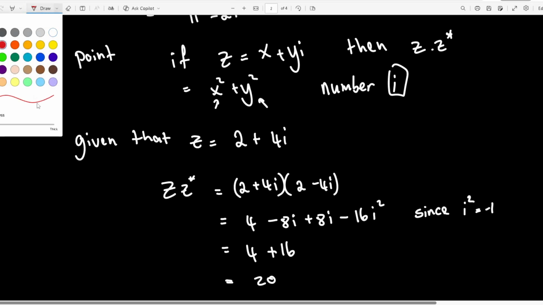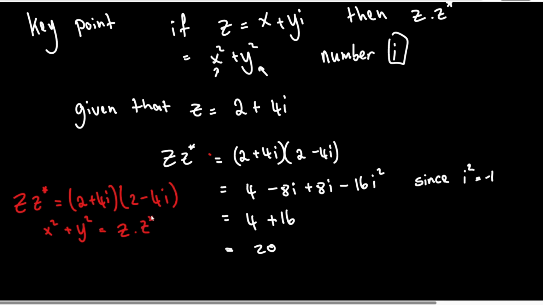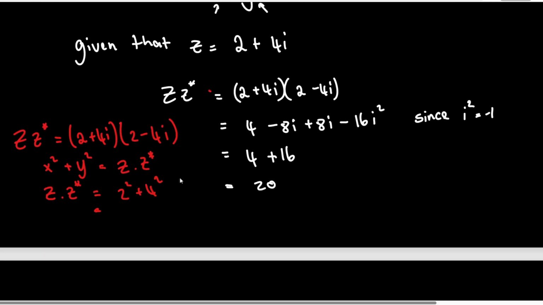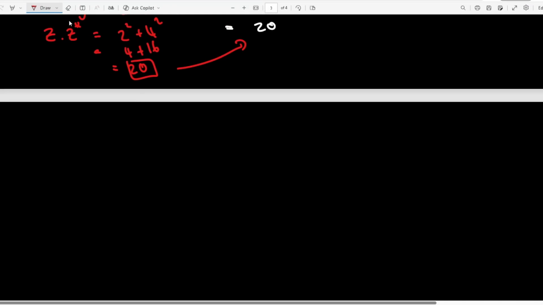But let's look at this quickly from a different perspective. Let's say I just took the following without even solving it. I know my final answer is supposed to be 20. So what if I just used my formula? What if I said that x squared plus y squared will be equal to z times z star? I could essentially say that z times z star is going to be 2 squared plus 4 squared. That gives me 4 plus 16, which is also equal to 20. So we can clearly see this works. This is a very, very important concept to understand, especially when it comes to dividing complex numbers.